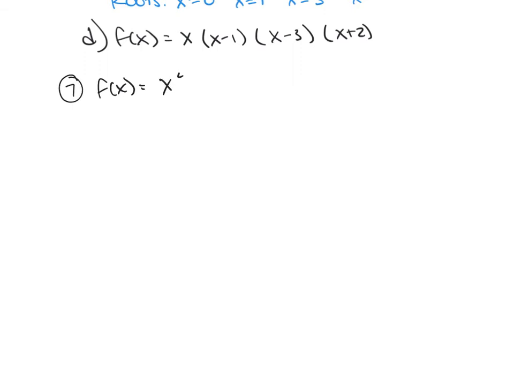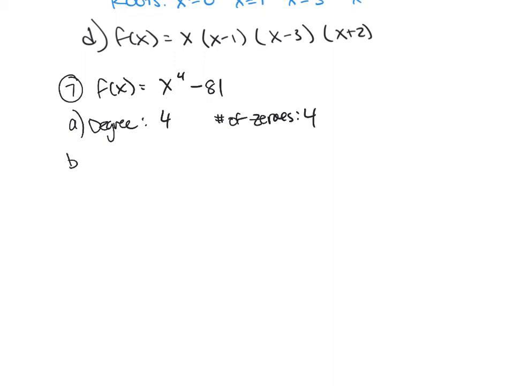This is f of x is equal to x to the 4th minus 81. Short and sweet. So again, for our degree and our number of zeros, they're both going to be 4. We'll look at the highest exponent.